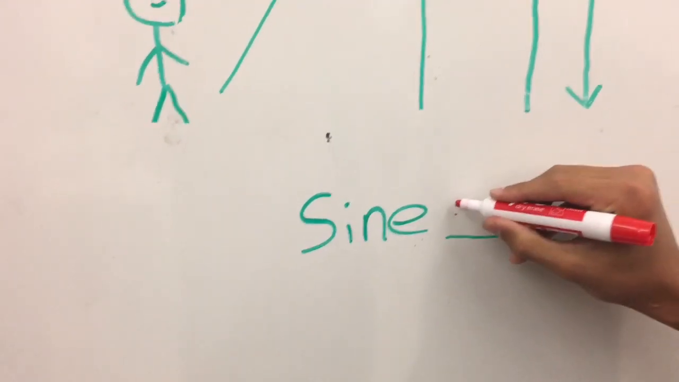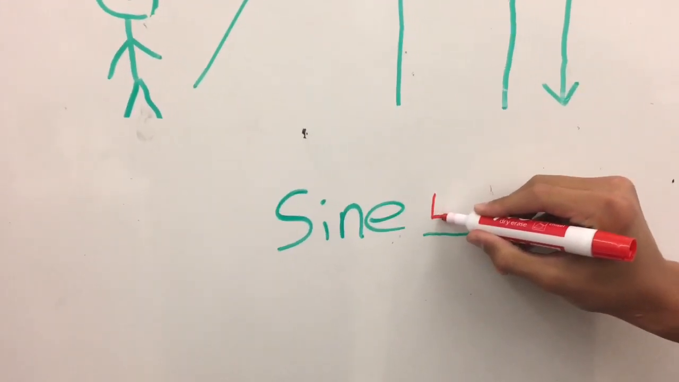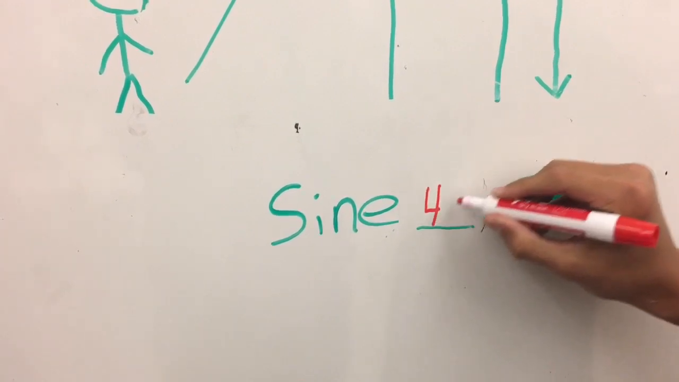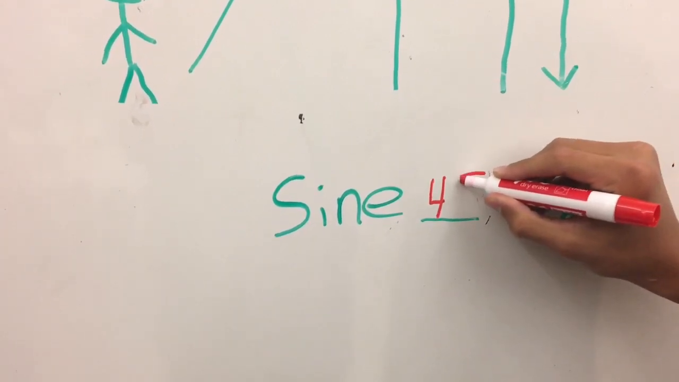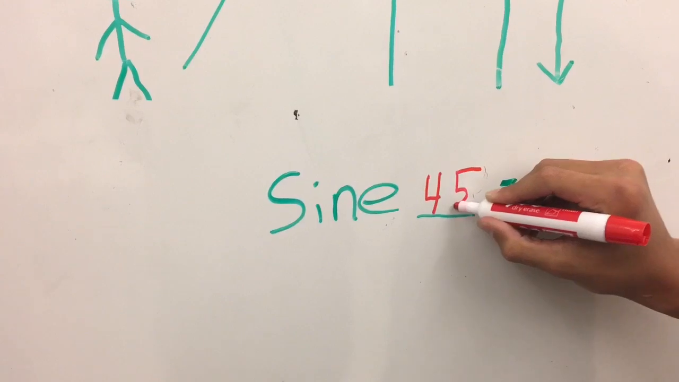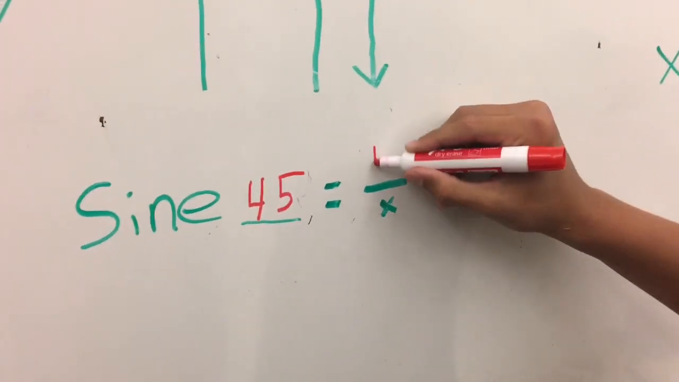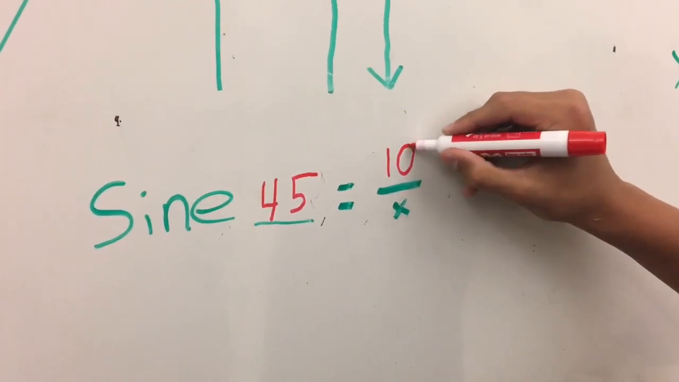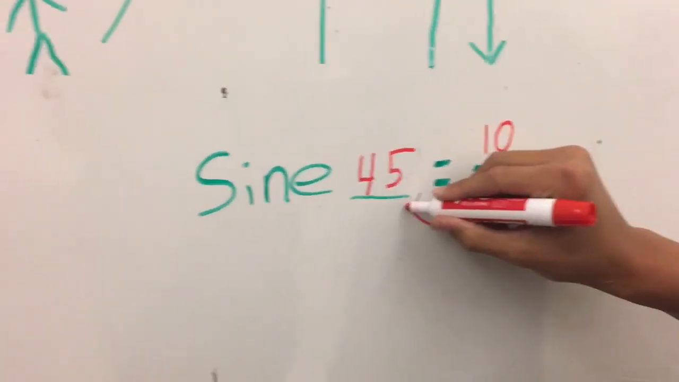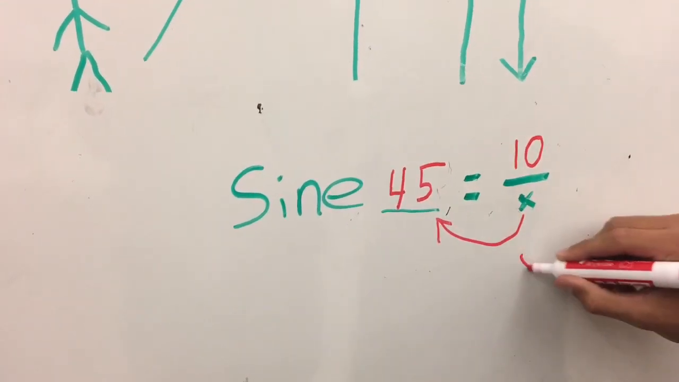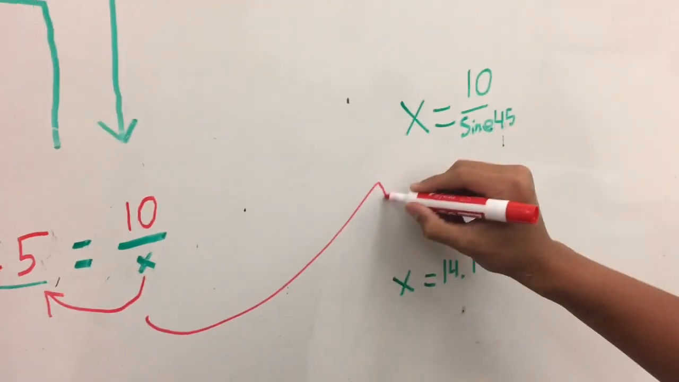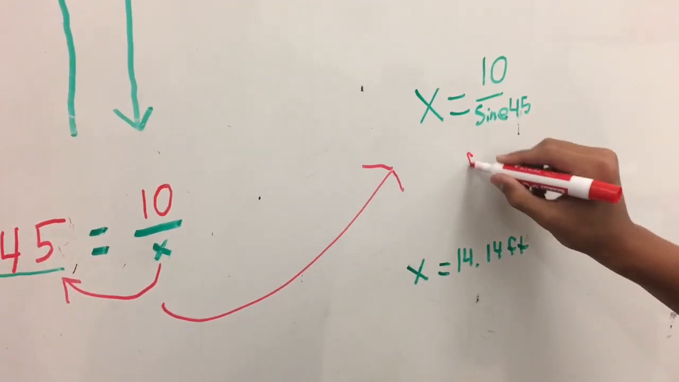Start by taking the sine of the angle of depression. Then you set it proportional to how elevated you are over x. Then replace the x with the sine. And now you have the distance after you solve.